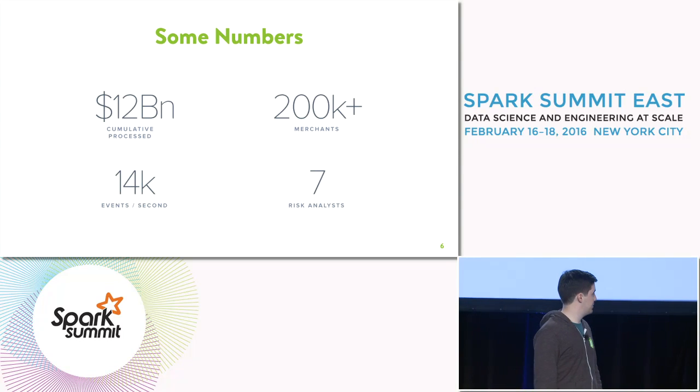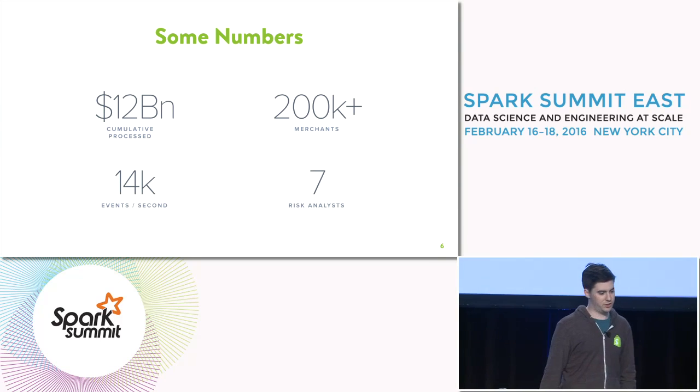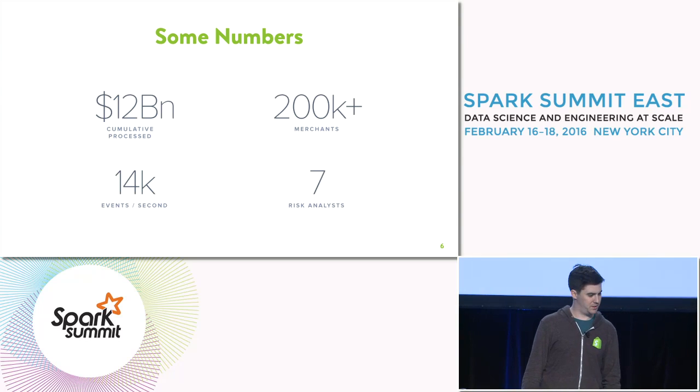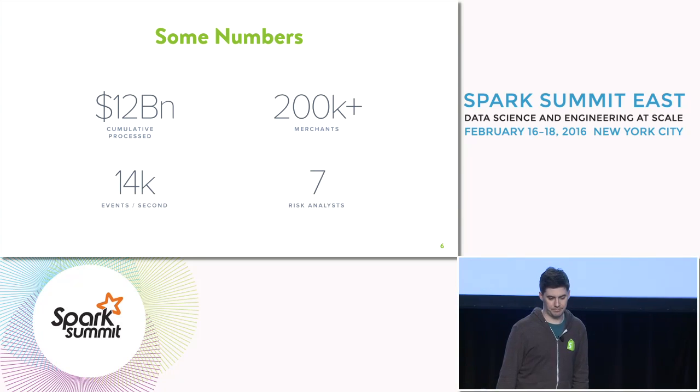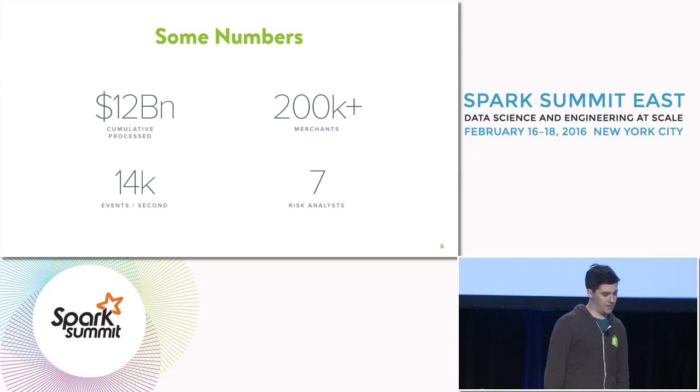So here are some numbers about Shopify. We've processed $12 billion in GMV or transactions. That's US dollars, I believe. We have over 200,000 merchants, some big names like Tesla Motors, Wikipedia, and GitHub, and a bunch of others too. This is actually outdated. I forgot to update this yesterday.